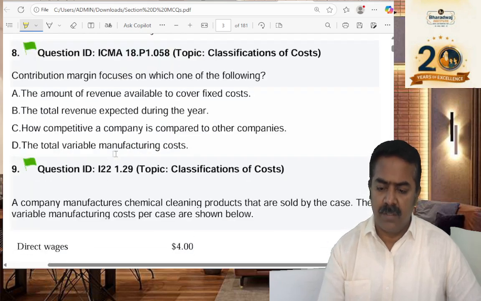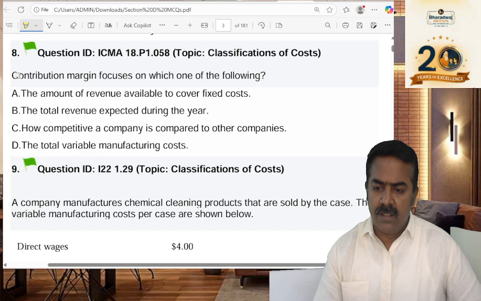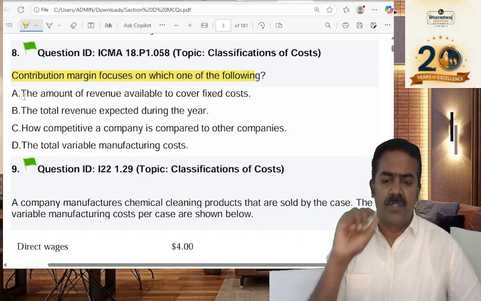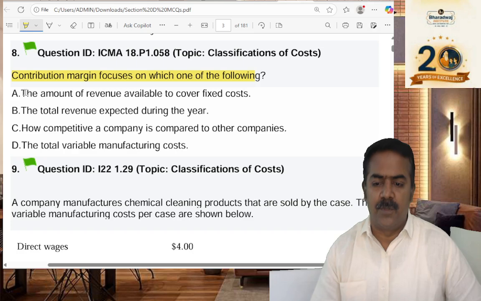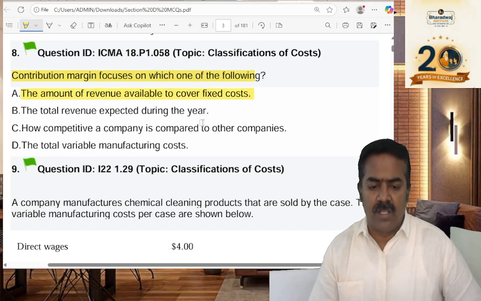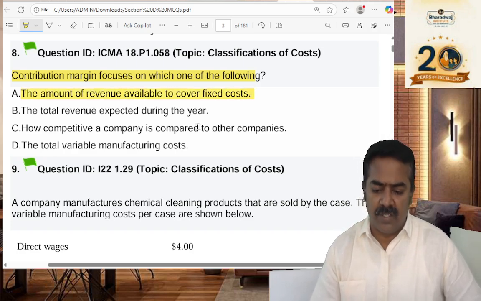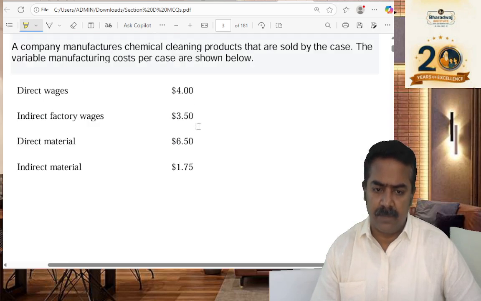Next, question number 8. Contribution margin focuses on which of the following? Sales minus variable cost, we call it as what? Contribution. That is the amount available to cover your fixed cost.